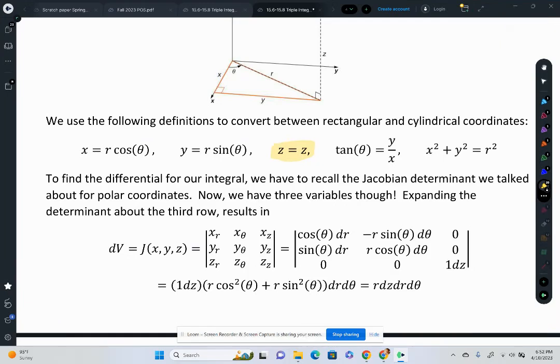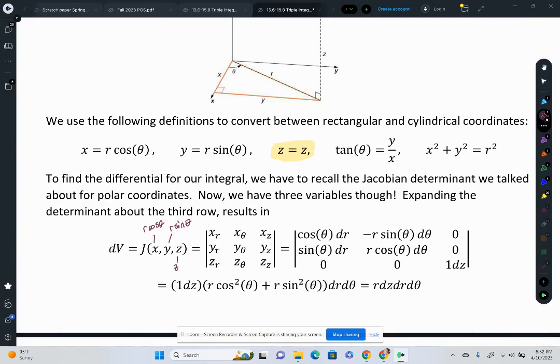Now, if you recall, before we had a situation where our dx dy would switch over to r dr d theta. So now we want to see, well, what happens if we have this third variable, z, where z just gets to be z. So we're going to look at the Jacobian of x, y, and z. And remember that x is r cosine theta, y is r sine theta, and then z is just z.